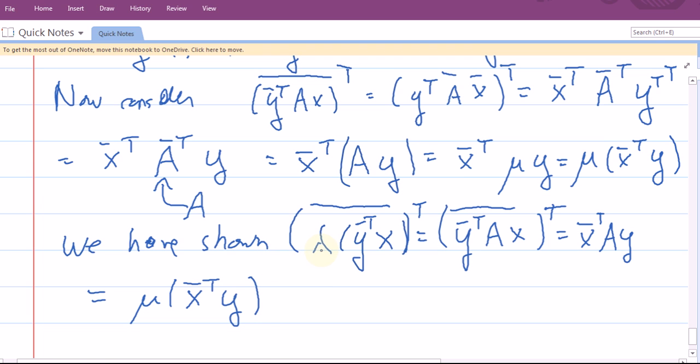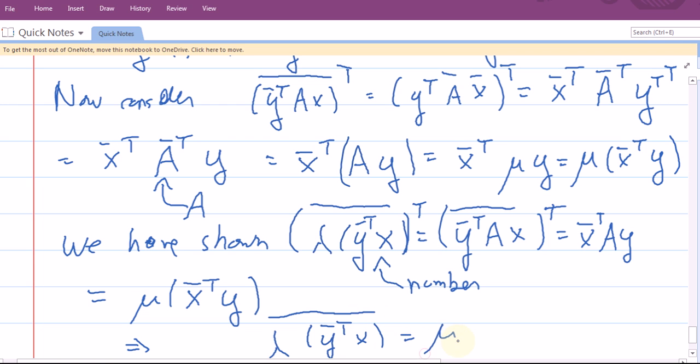All right, so what do we have here? The complex conjugate transpose of this quantity is equal to this quantity. Now, as before, this is a number. The transpose of a number is just that number. So we just have that the complex conjugate of this quantity is equal to this quantity. So I can say the complex conjugate of lambda times y conjugate transpose x is equal to mu times x conjugate transpose y.